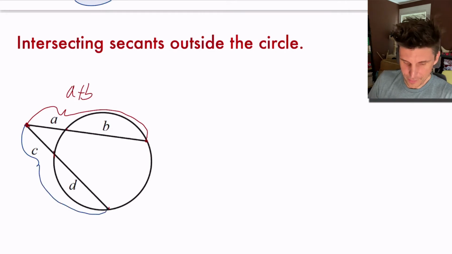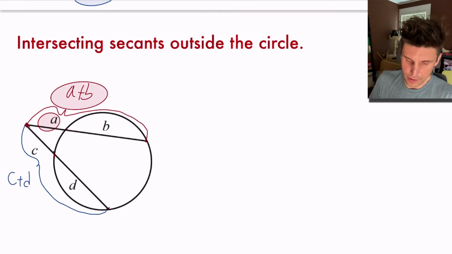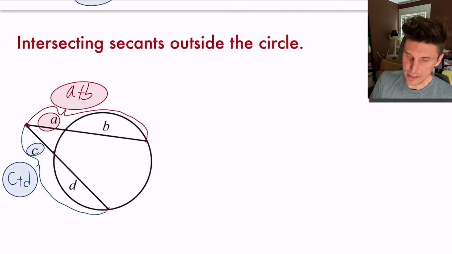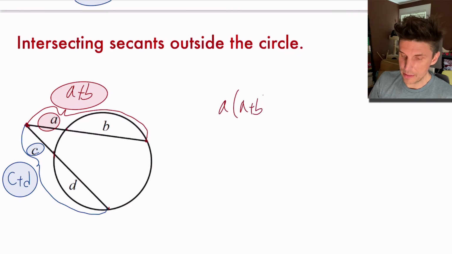All right, C plus D. So then what I'm going to do is put a ring around the important information again. Outside segment, total. It's always going to be the outside segment times the whole equals the outside segment times the whole. Or in this case, you would write A times quantity A plus B equals C times quantity C plus D.